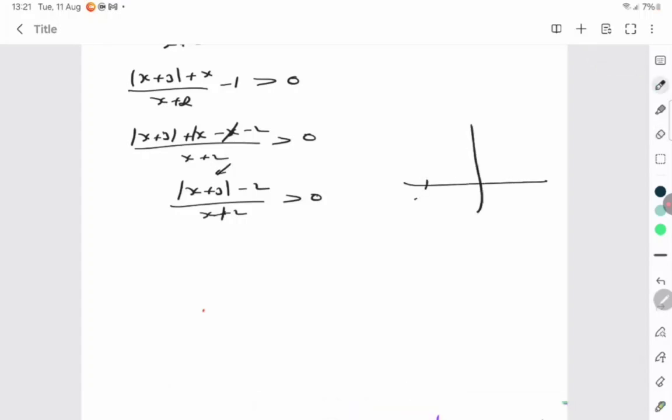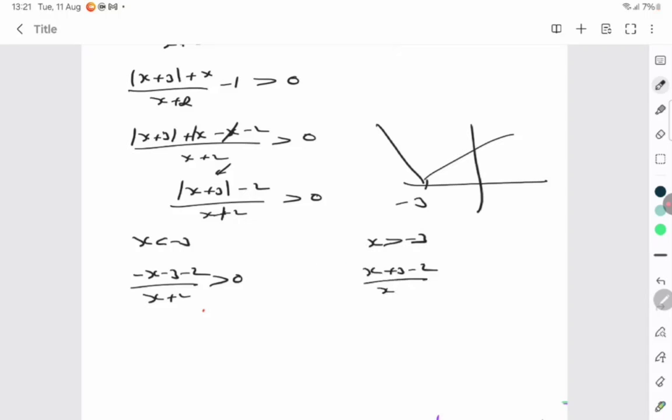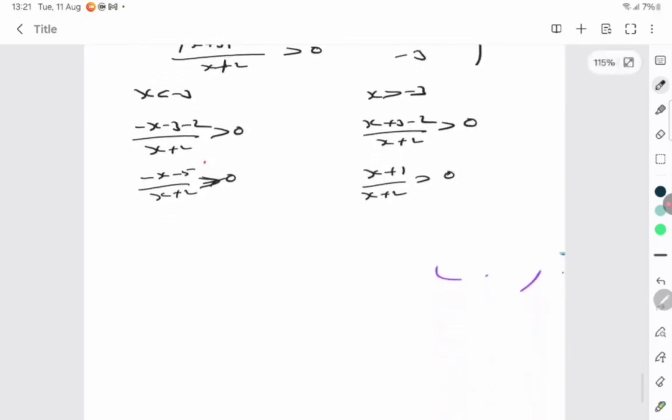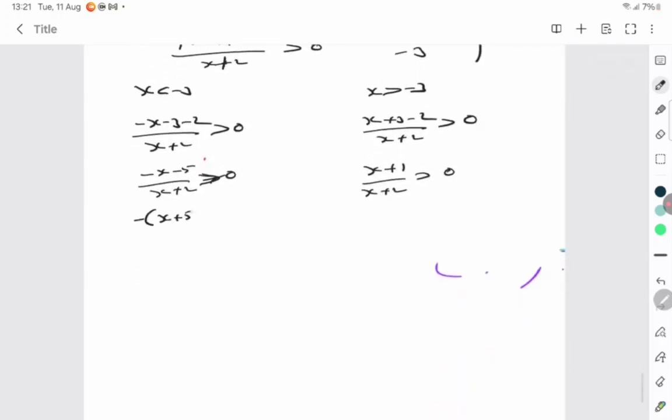This is a graph: at minus 3 it's becoming 0. So when x is lesser than minus 3, this is minus x minus 3 minus 2 by x plus 2 is greater than 0. If x is greater than minus 3, it will be x plus 3 minus 2 by x plus 2 is greater than 0. So it's minus x minus 5 by x plus 2 is greater than 0. And here it's x plus 1 by x plus 2 is greater than 0. So you can take the minus out, common: x plus 5 by x plus 2 is greater than 0.